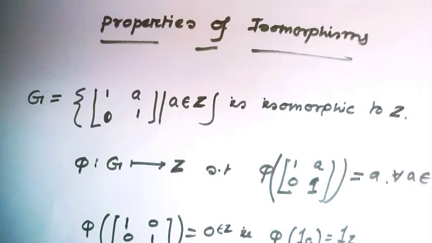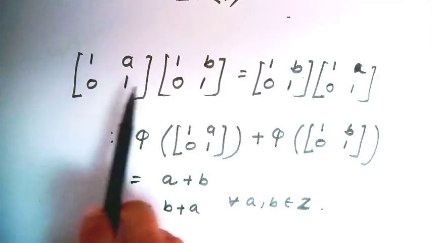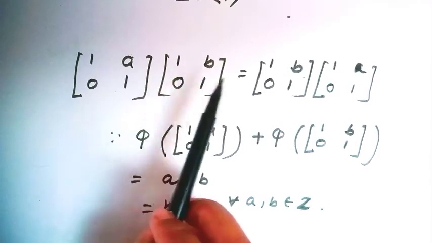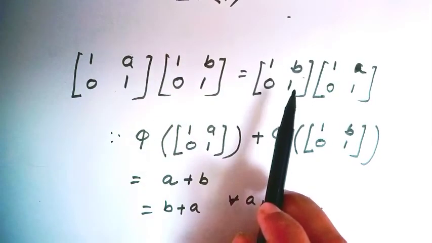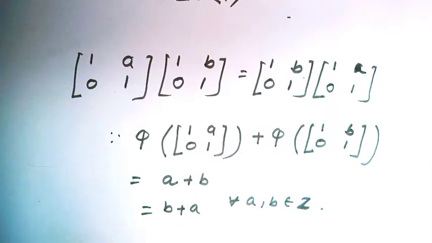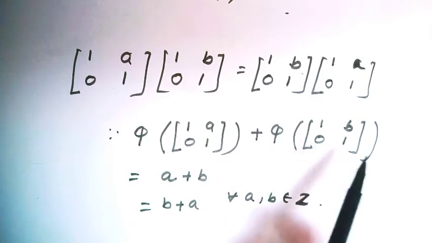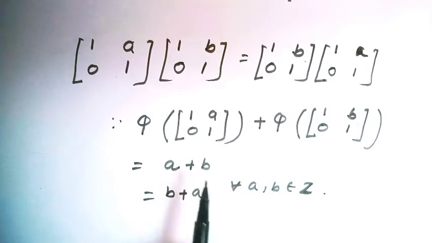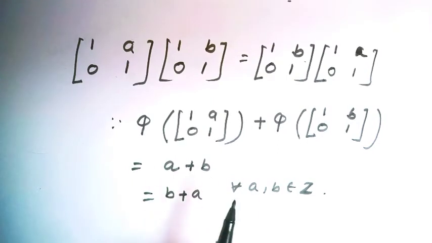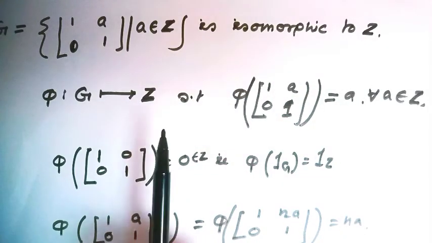This matrix group always satisfies the commutative property, because the matrix [[1, a], [0, 1]] times [[1, b], [0, 1]] is similar to the matrix [[1, b], [0, 1]] times [[1, a], [0, 1]], and this is similar because phi of [[1, a], [0, 1]] plus phi of [[1, b], [0, 1]] equals a plus b, and since Z, the set of integers under addition, is always abelian, this is similar to b plus a, and since a plus b equals b plus a, this relation is satisfied. So the commutative property is also satisfied here.